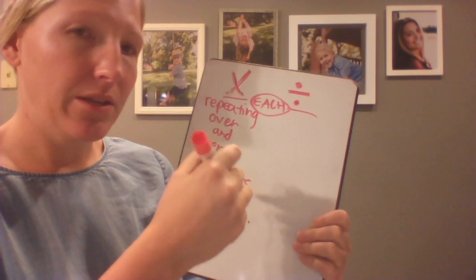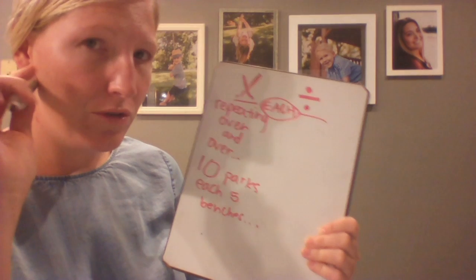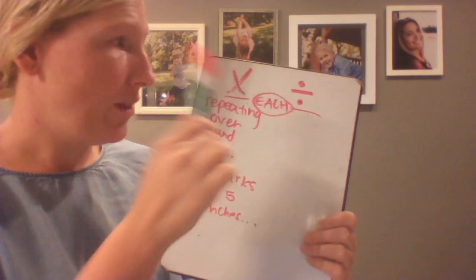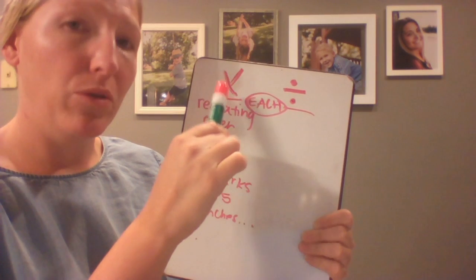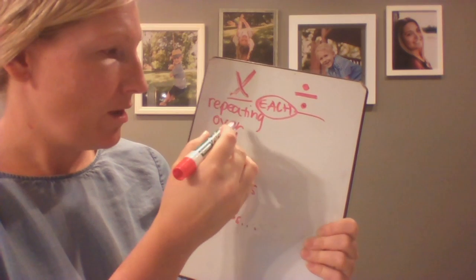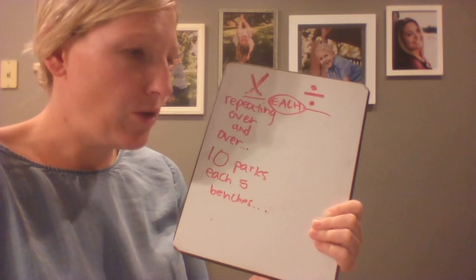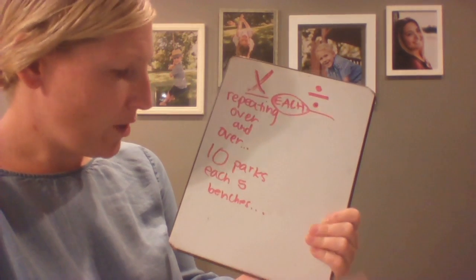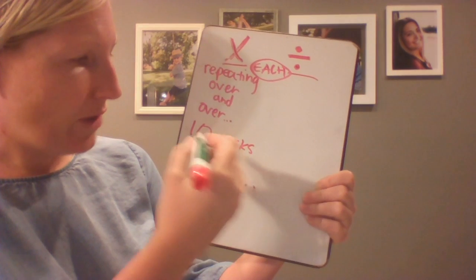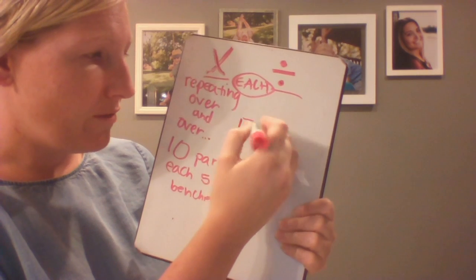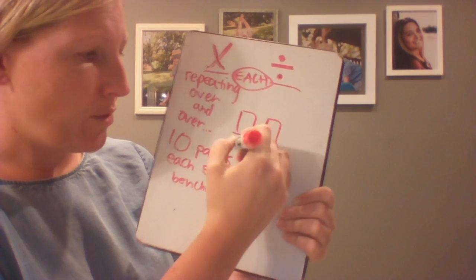Sometimes kids get really confused because they're used to being trained to hear those clue words for addition. Well, a lot of the same clue words are for multiplication, because multiplication is repeating a number over and over again, and you want to add them all up to see how many you have. So in this case, you have 10 parks and 5 benches at each that you need to paint. You need to be visualizing 10 parks.